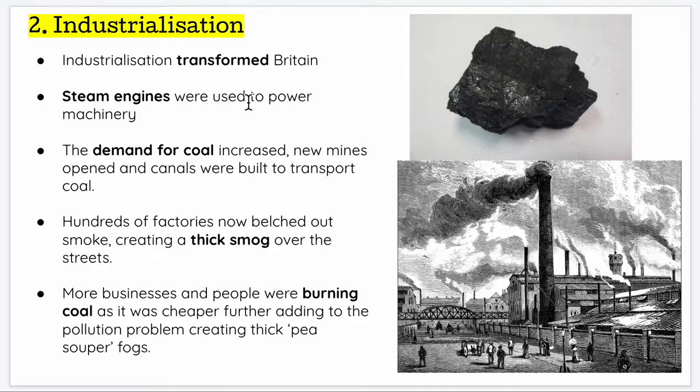The first textile mills were powered by water, but by the early 19th century steam engines had improved to the point where they could be used to power machinery. The demand for coal increased, new mines opened, and canals were built to transport the coal to the factories. In Manchester and in other industrial cities, hundreds of factory chimneys belched out smoke, creating a thick smog over the streets. As Britain's towns and cities expanded, more and more people also used cheap coal in their houses.